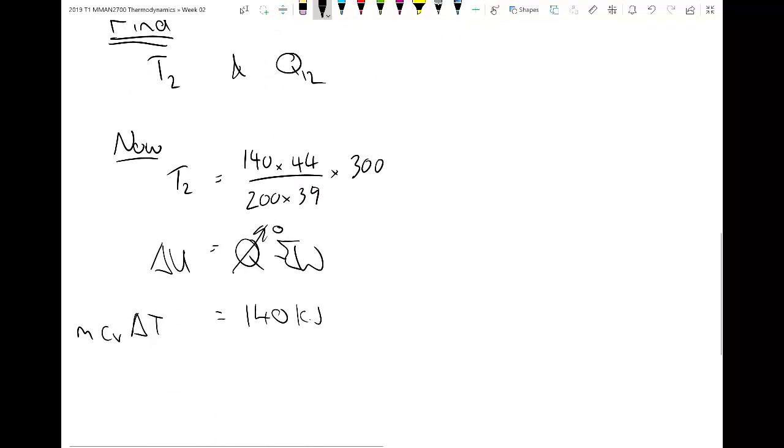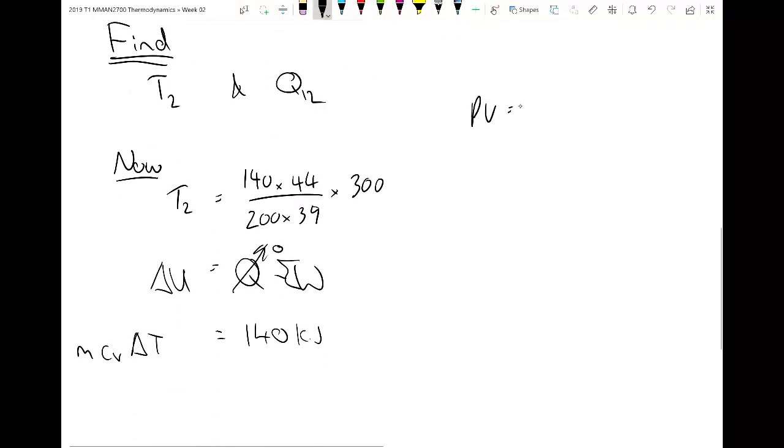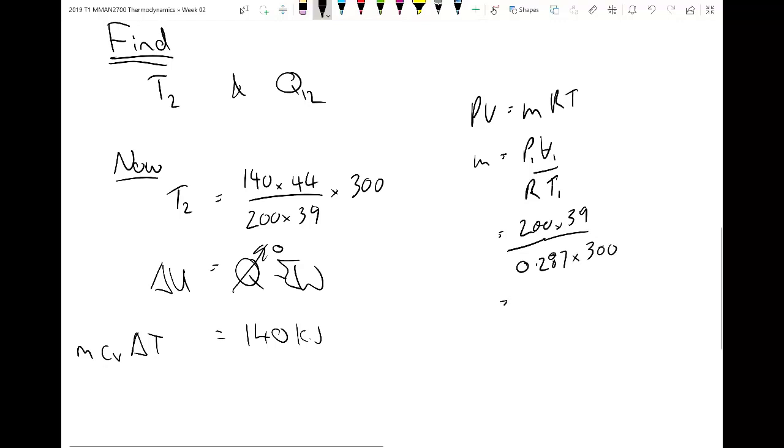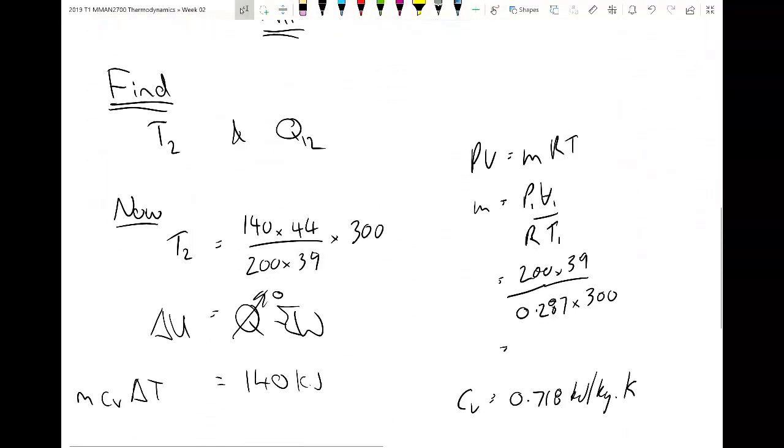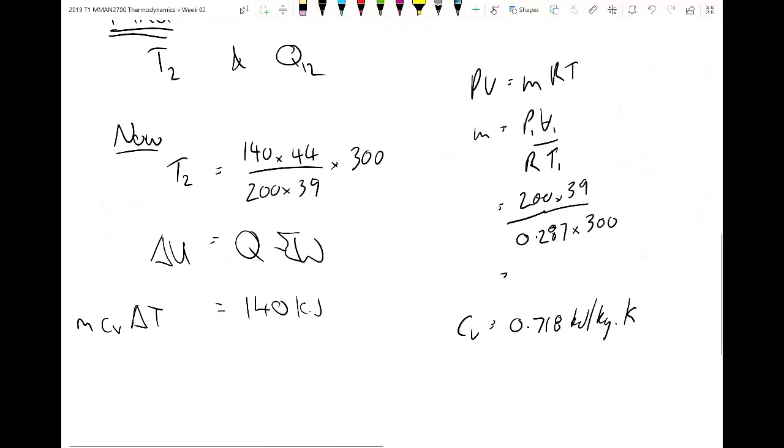What's the mass of our system? We're not told, but we can use PV equals mRT, m equals P1 V1 on R T1 equals, what was it, 239 on 0.287 times 300. That'll give us our mass. Our CV for air is 0.718 kilojoules per kilogram Kelvin. And our delta T is our T2 value. Oh, sorry. What is the heat transfer? Good, good. I'm like, this isn't going to work out. We've got no unknown. Q doesn't equal 0. Q is the unknown. Excellent.